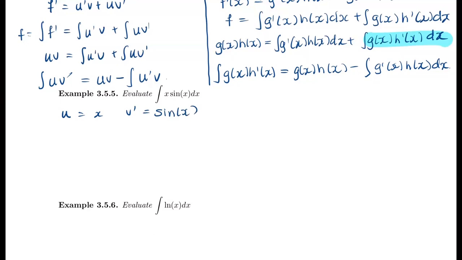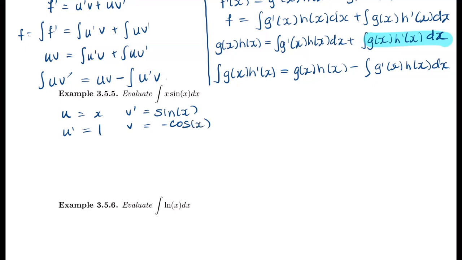So we want the other quantities. So we want the u prime. That means if we differentiate, we get 1. And we also want the v. So if we integrate, we get negative cos of x.